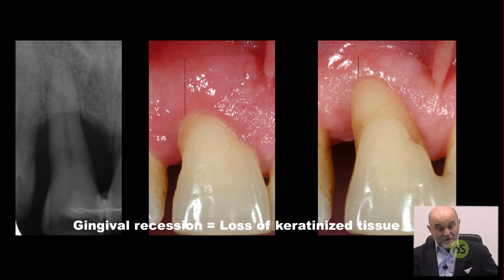So we have to be very, very careful how to perform non-surgical phase in this patient, because the non-surgical phase has the main goal not to reduce the pocket.